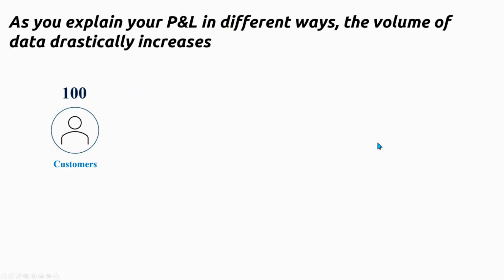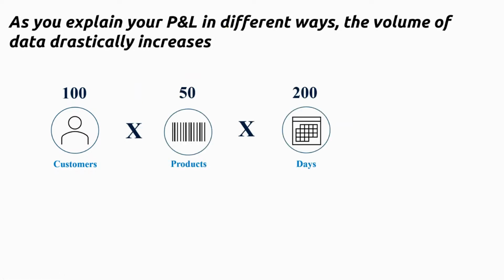Just to emphasize that point, if you have 100 customers, 50 products and 200 days, all of a sudden that will get you up to 1 million rows. So it doesn't take very long at all to get to a large volume of data. And here we're just talking about revenue, right? We're not talking about the entirety of our P&L.